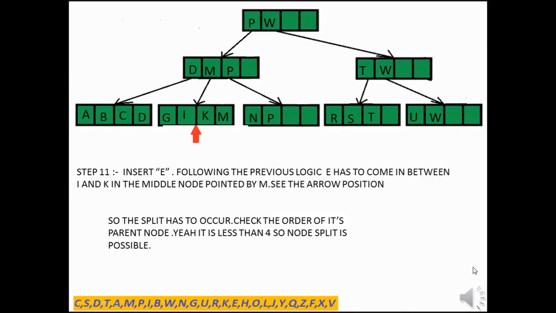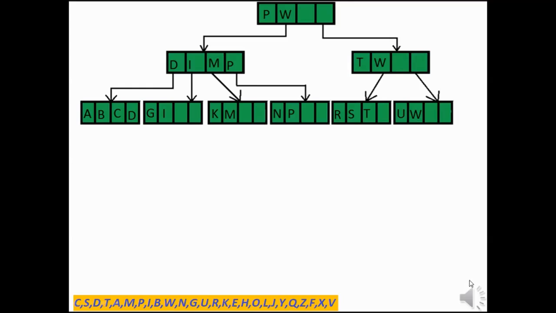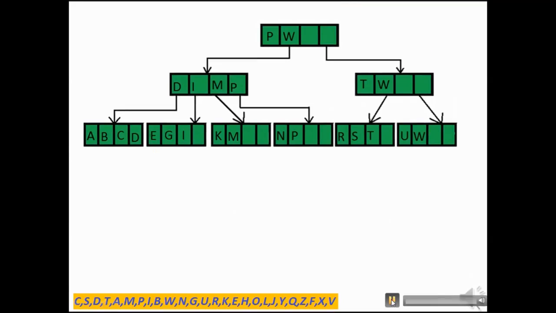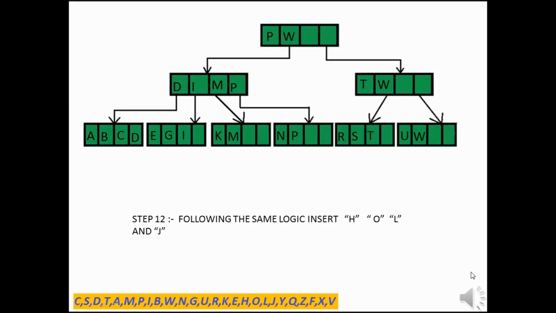See the next step. After the node split, we can easily insert E. E will be inserted at the position indicated by the arrow. See it. When E has to be entered, G and I will make space by moving to the right side. So see the effect. Now we can easily insert H, O, L and J following the same previous algorithm. If you still have doubt in the algorithm, please rewind the video and check how it is working. The insertion of H, O, L and J is also very well indicated in the diagram. See the effects.